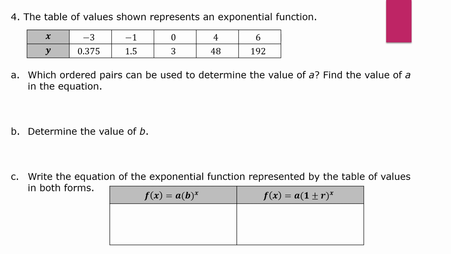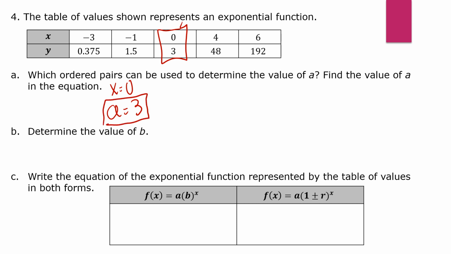Okay, so for this one, they gave us another table. For part A, we want to know which ordered pair can be used to determine A, the value of A in the equation. On the previous one, we said whenever x is 0, the y value is our A. So it's going to be this 0, 3. So our A value is 3.